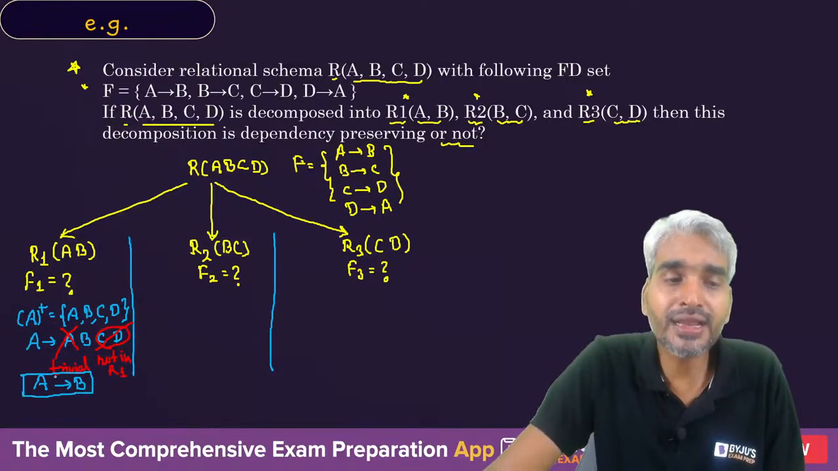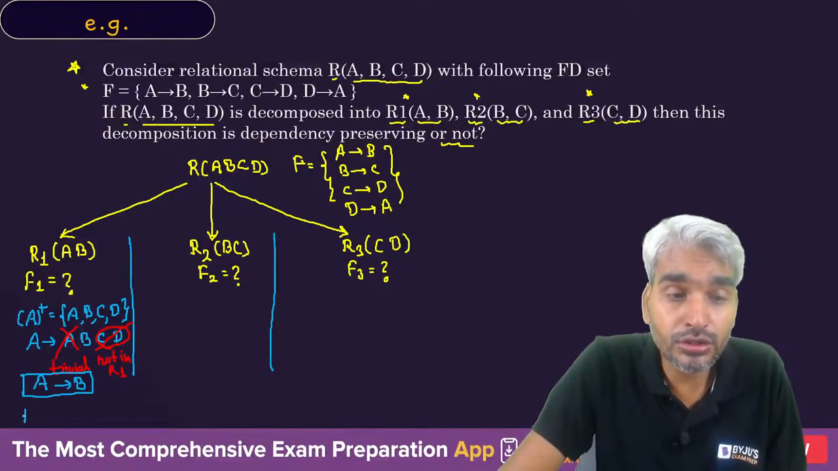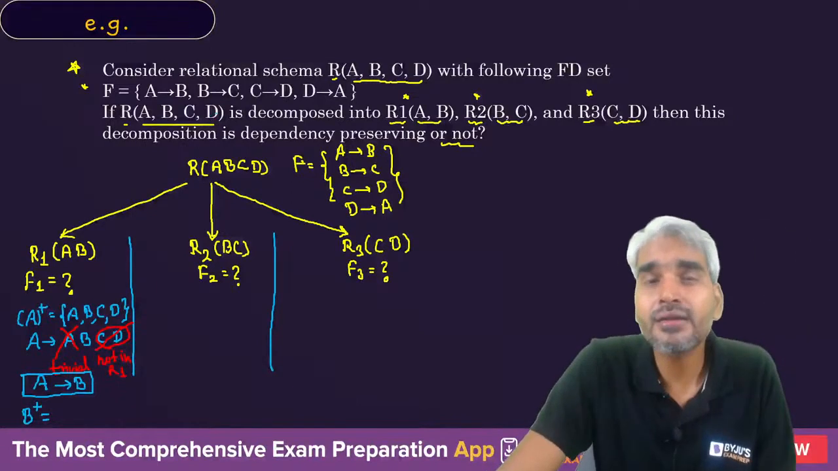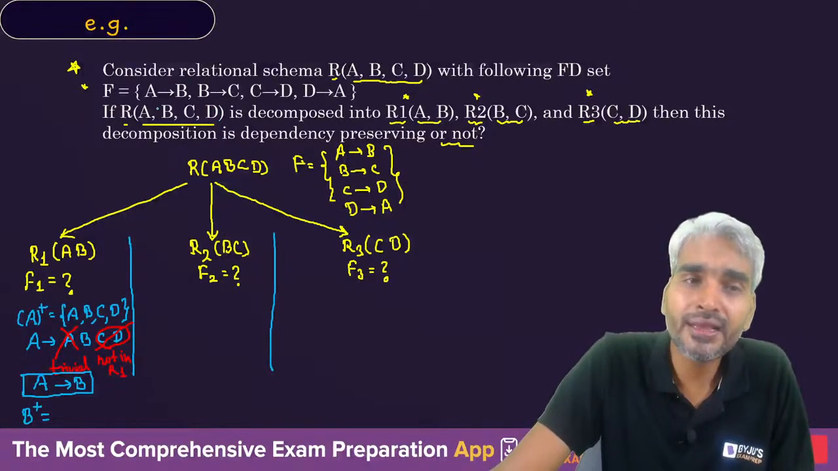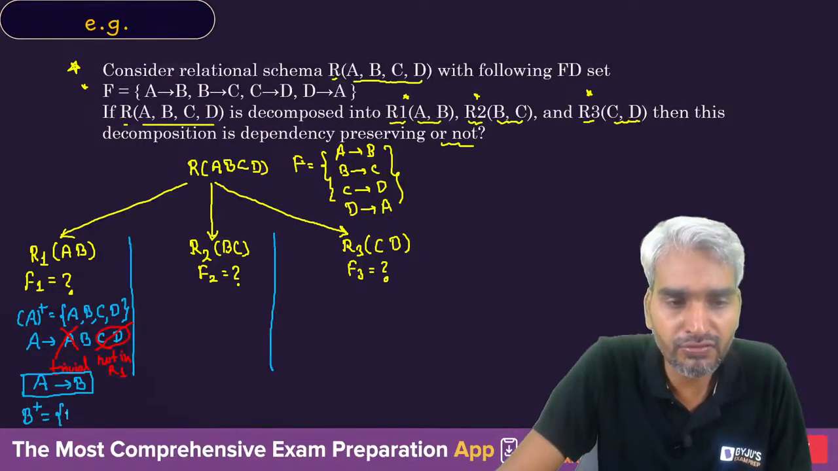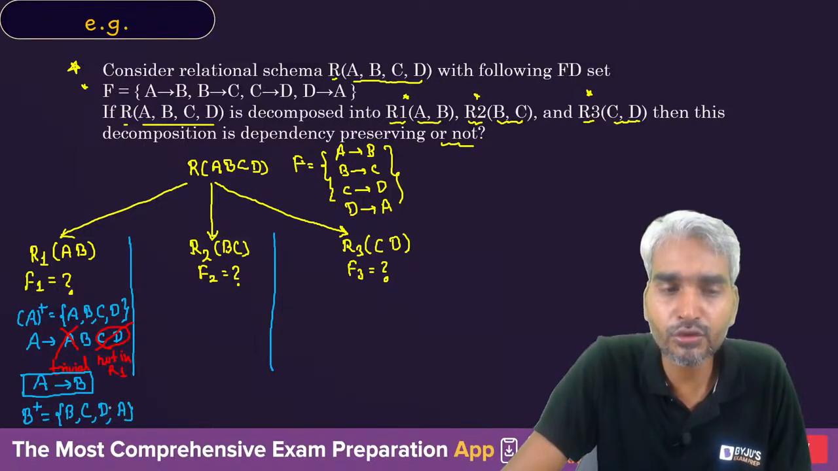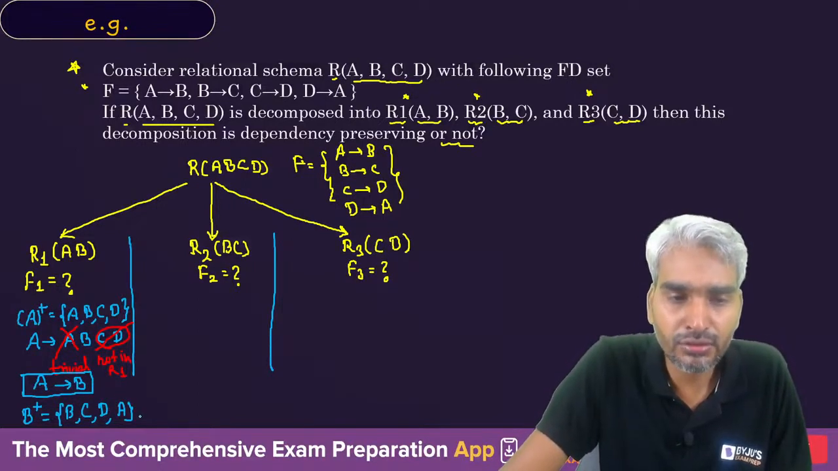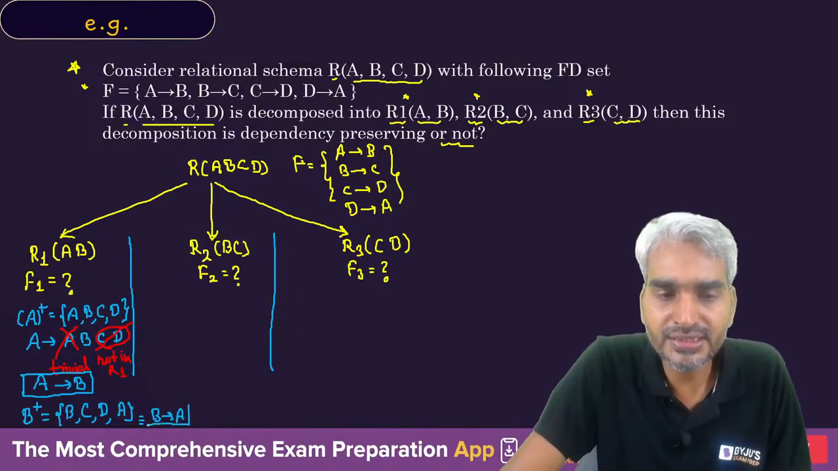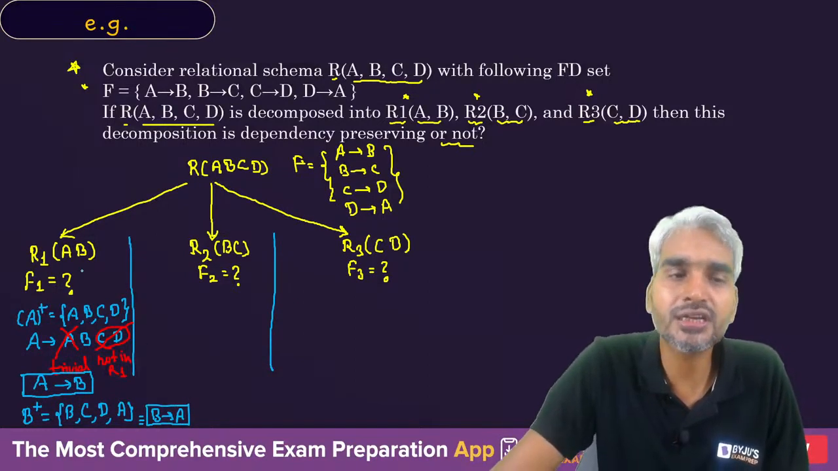Similarly, you will calculate the closure of B. What will be B closure with respect to FD set F, that is, what all could be determined from attribute B in the original FD set F? F gives you the information from B to C, from C to D, and from D to A. Therefore, B implies A from here. B implies A is also present in this subrelation R1.